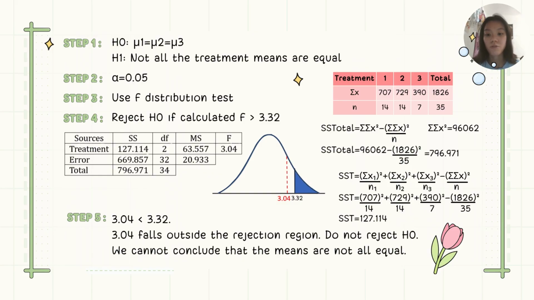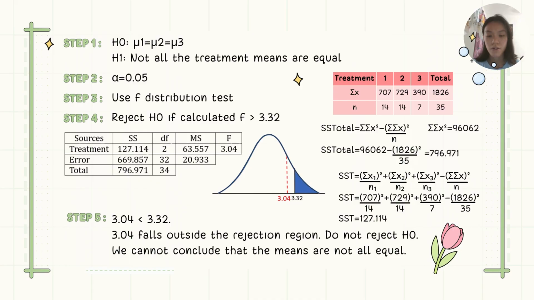To find the critical F, we need to determine the degrees of freedom of the numerator and denominator. The numerator is equal to k minus 1, which is 3 minus 1 equal to 2, and the denominator is equal to n minus k. N refers to all the data in the 3 treatments, which is 35 minus 3, so it is equal to 32. And then alpha is equal to 0.05, so our critical F will be 3.32, because there is no row for denominator 32, so we use the degrees of freedom of the denominator of 30, so it will be 3.32.